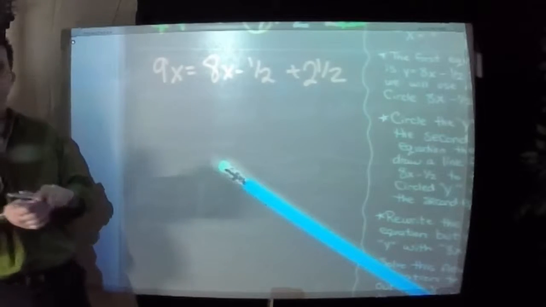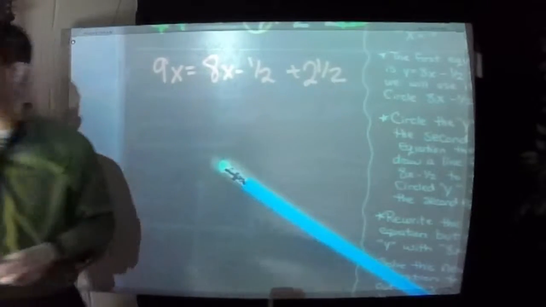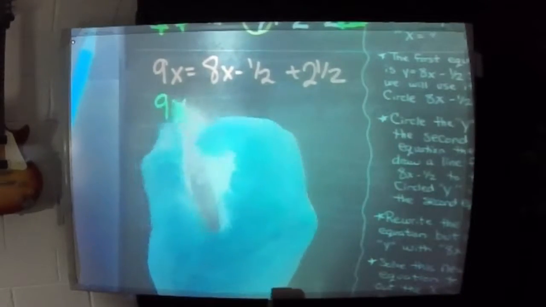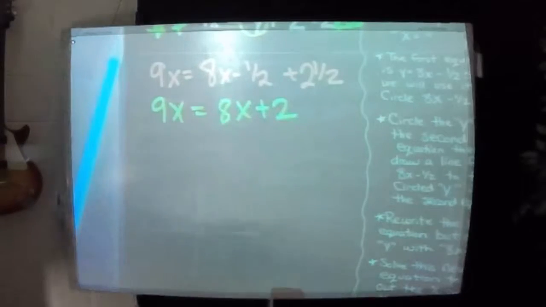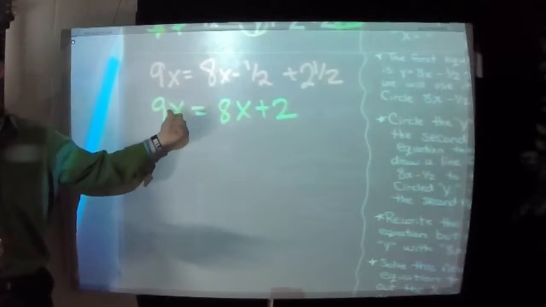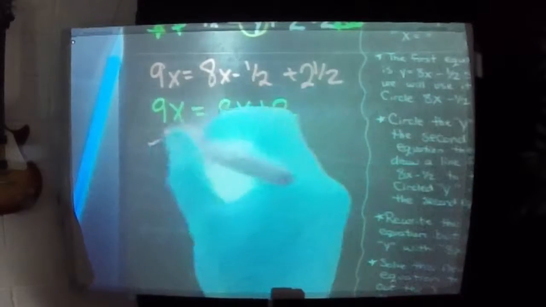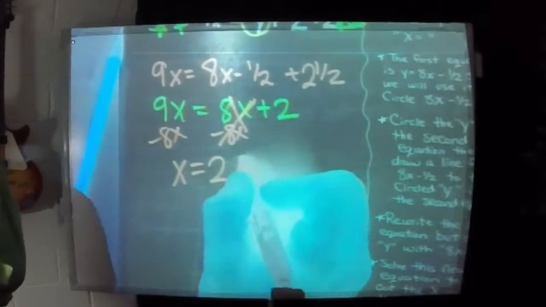Now let's CLT. CLT these fractions right here. What's negative 1/2 and 2 1/2? It's 2. So this is now 9x is 8x plus 2. And this is going to work out great because when you move this 8x, what's that going to do over here? It's just going to become x. That's great. That means you're done. Minus 8x, and you end up with x equals 2.